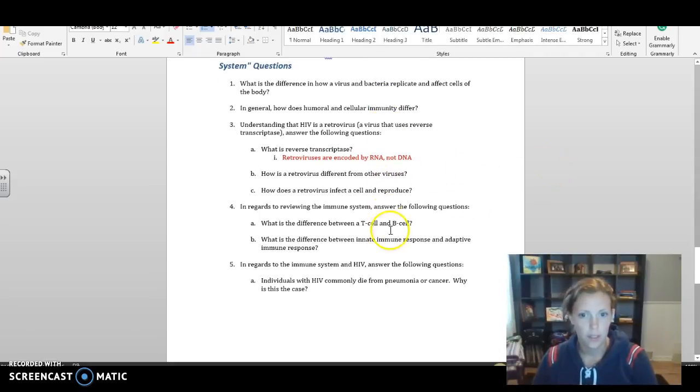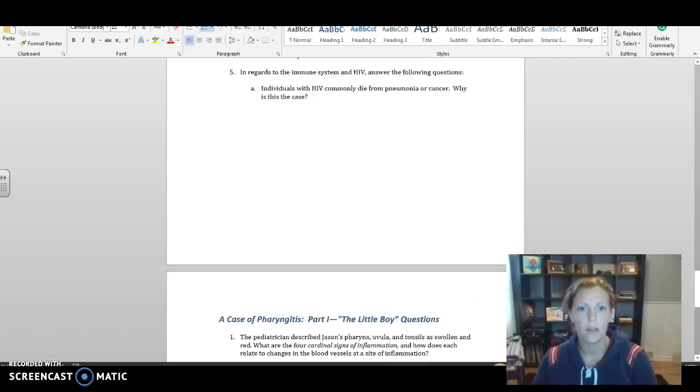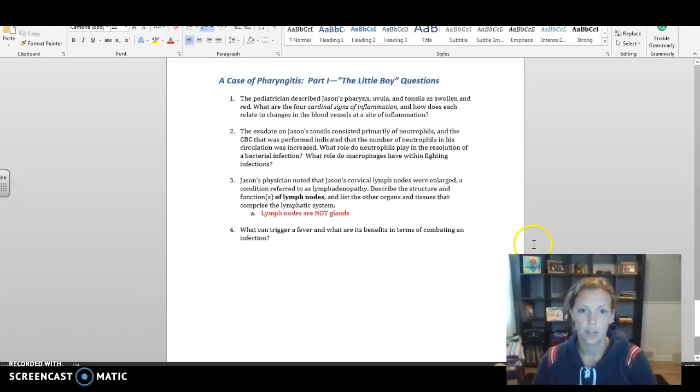The rest of these are fairly straightforward, asking for definitions or differences between two things. And in the case of pharyngitis, I wanted to point out one thing. This is not really specific to the question, but more so just things you hear in your everyday life. When people are sick, especially when they have something like pharyngitis, they might feel along their neck and say, oh, I have swollen glands. And that's not at all true. What you have there are lymph nodes, and I made that bold right here. I wanted to make sure that you know lymph nodes are not glands.